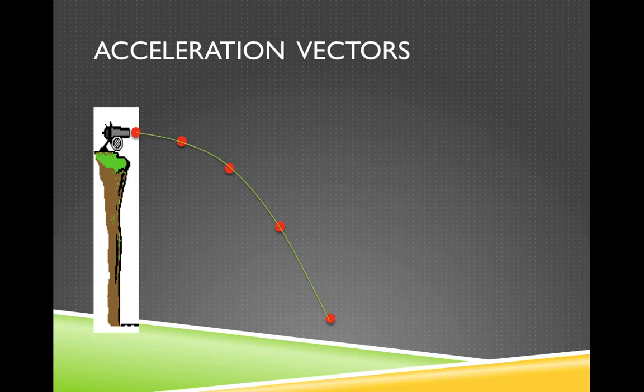For an object that is undergoing projectile motion, the only force acting on it is gravity. Therefore, that is the only force that's creating an acceleration. Because there's no forward or backward force, there's no air resistance, there's no wind, the horizontal acceleration is zero. So if we were going to draw in acceleration vectors, there are no horizontal accelerations.